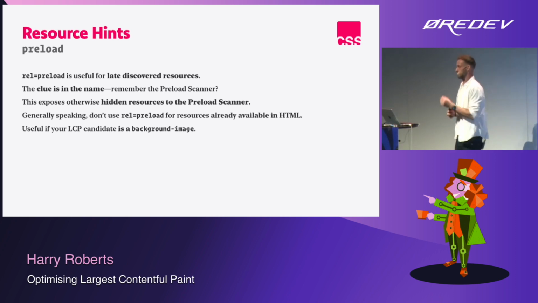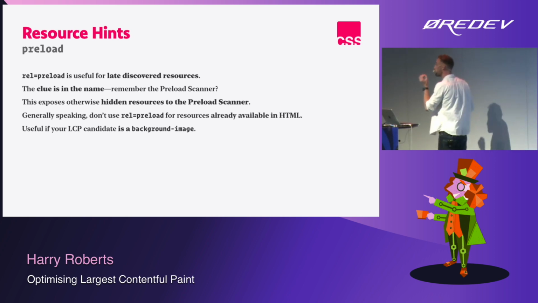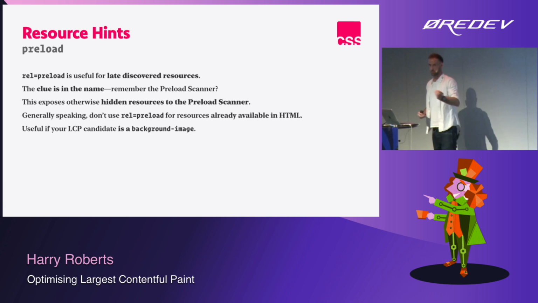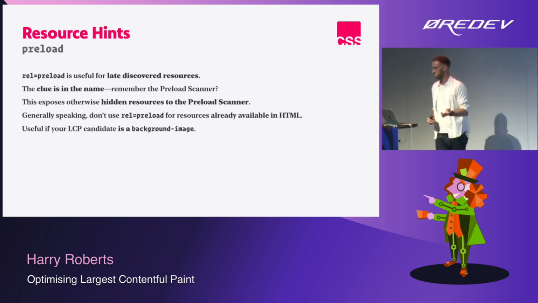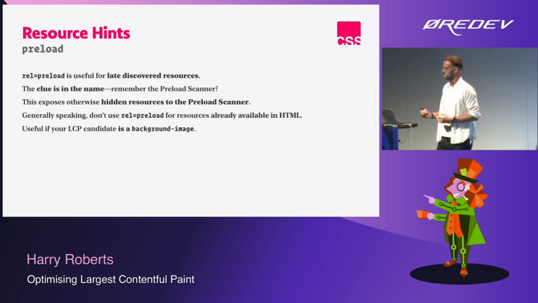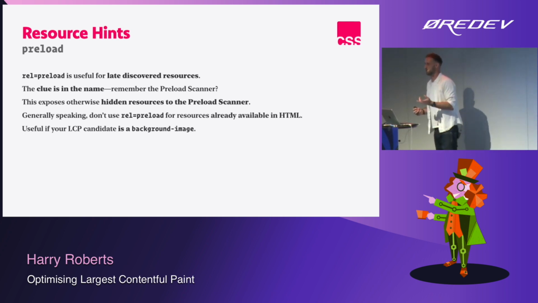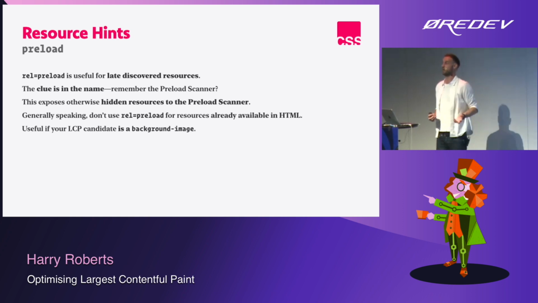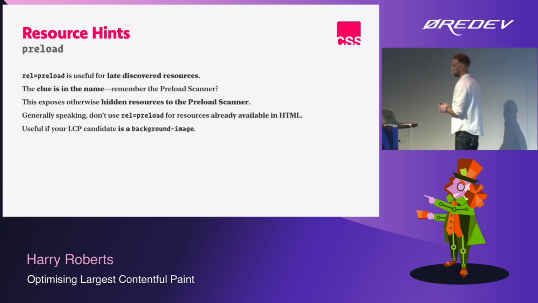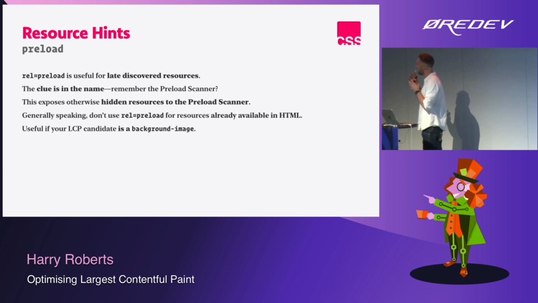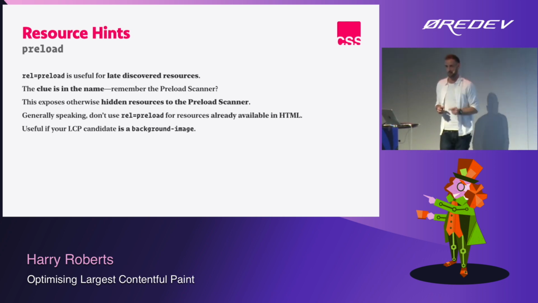The preload, link rel equals preload, is a good way to reintroduce hidden files to the preload scanner. So background images, I mentioned, are hidden from the preload scanner. We could use link rel equals preload to reintroduce them. Same with image in SVG, if you're like one of three websites on the planet that are using that. You could use preload to reintroduce them. So like I say, very useful if your LCP candidate is a background image.